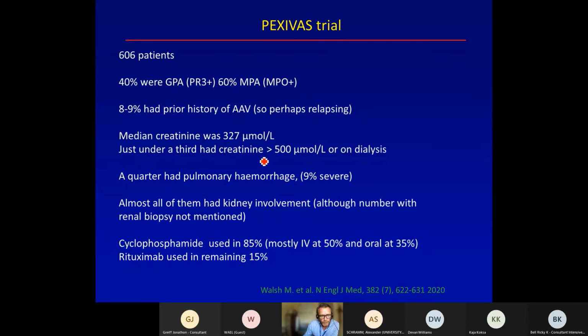A third of the patients had a creatinine above 500 or were on dialysis. Only 9% had severe lung hemorrhage. So that just has to be taken into account in terms of interpreting the results at the end. Almost all had renal involvement, and the majority of patients had cyclophosphamide rather than rituximab.